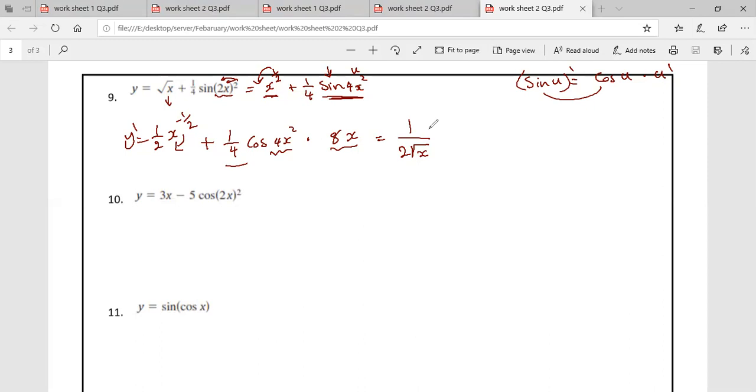Plus this one together: multiply this one with this one, never multiply with the angle. Okay, I multiply this term with this term first. It will be what? 4x cosine 4x squared. Understand? It is so trivial.